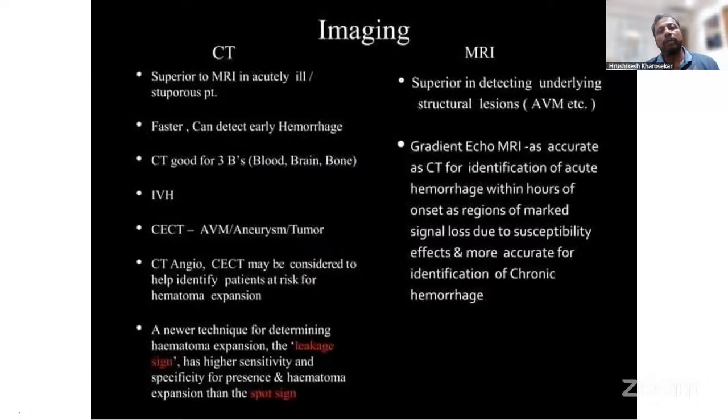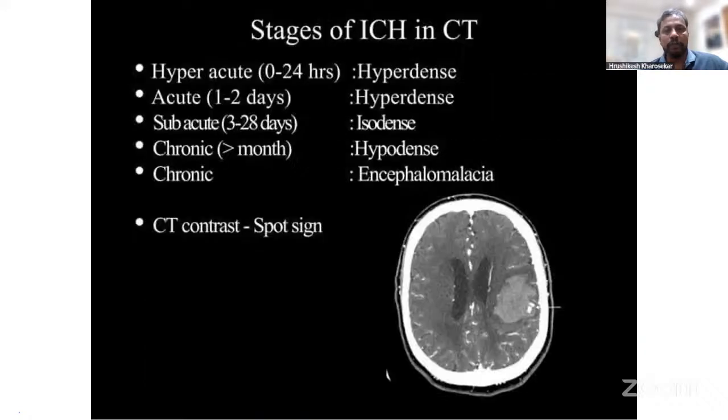So coming to the imaging, CT scan is superior to MRI in the acute, stuporous patient. It is faster and can detect the early hemorrhage. Especially in IVH, CECT can be useful in AVMs and aneurysms, as can CT angio. MRI is superior in detecting the underlying structural lesion, and gradient echo MRI is also useful. So the different stages of ICH on CT: hyperacute, acute, subacute, and chronic.